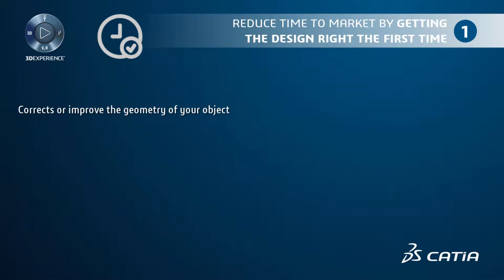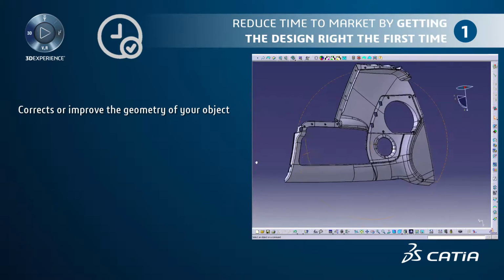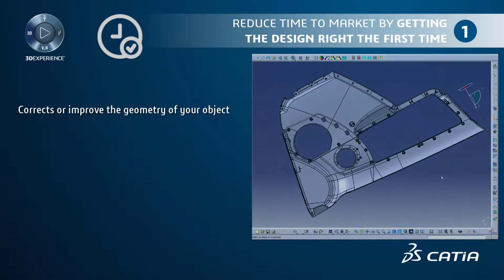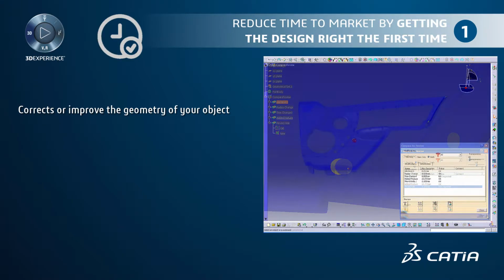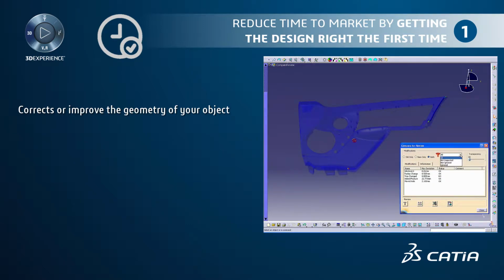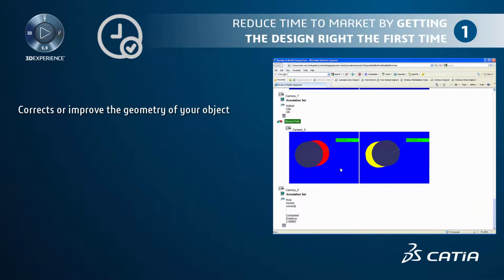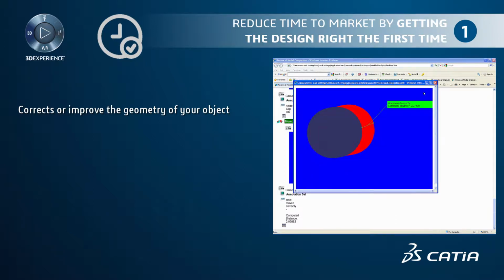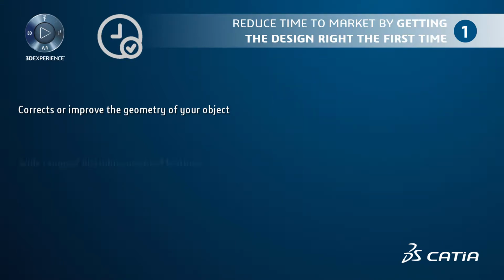You can correct or improve the geometry of your objects thanks to functionalities like Compare for Review, available in the Healing Assistant workbench. You will be able to check if a new release of a part has been modified and then review these modifications and validate or reject them. The color coding and transparency levels will enable you to review the differences between the models. You can then create an HTML report that will summarize the status of the new release modifications. It includes snapshots, tags, and comments.